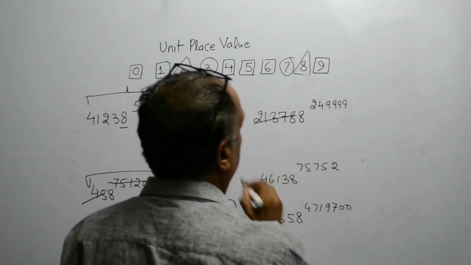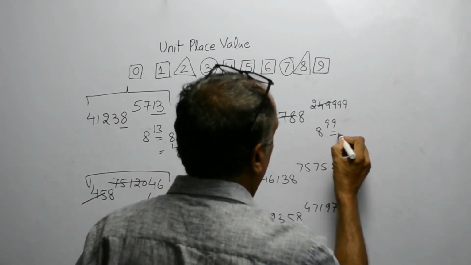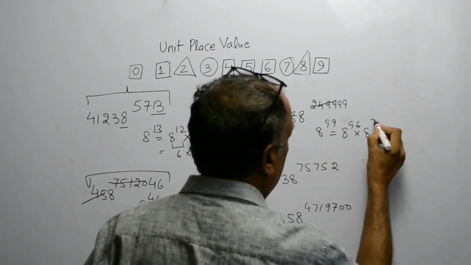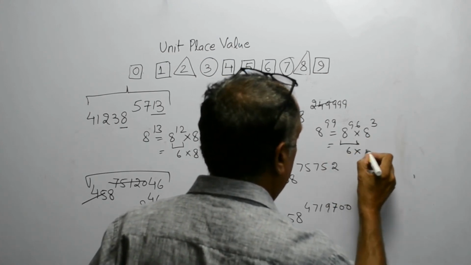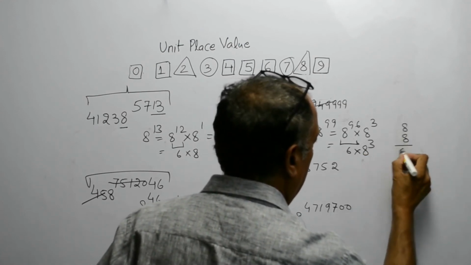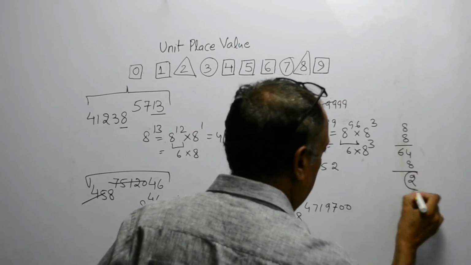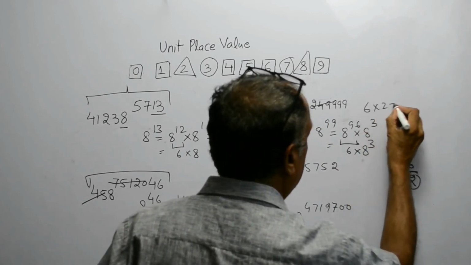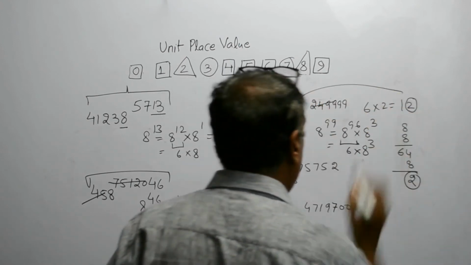Here we are to find out 8 raised to power 99, which is equal to 8 raised to power 96 multiplied by 8 raised to power 3. So 6 multiplied by 8 raised to power 3, 8 multiplied 3 times. So last digit here comes out to be 2. 6 multiplied by 2 means 12. So last digit of this expression is 2.